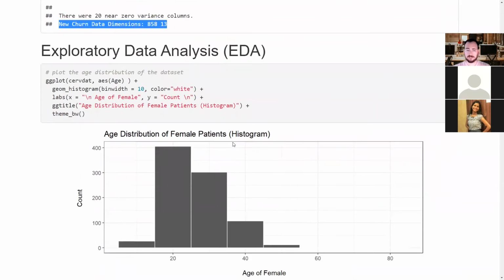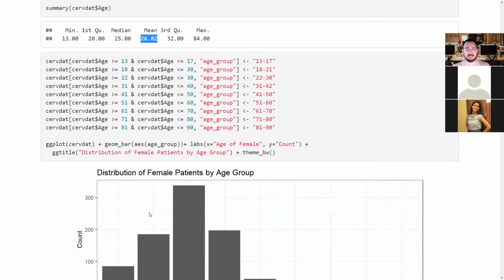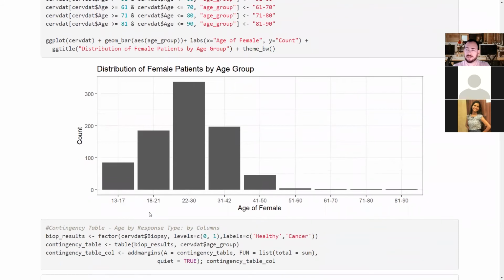And just looking at these female patients, we can see from this distribution of this histogram plot that from a numerical standpoint, even based on this 5-number summary, the mean is larger than the median, which gives this a positively skewed distribution. So further, we inspect this by age group to determine which age group has the highest amount of data in it. And here we can see that for females age 22 to 30, most of the data is attributed to them.